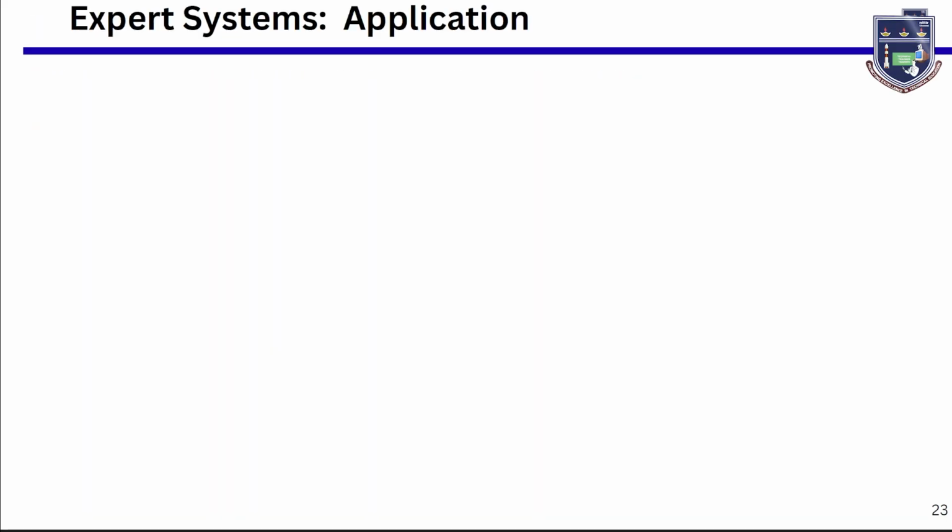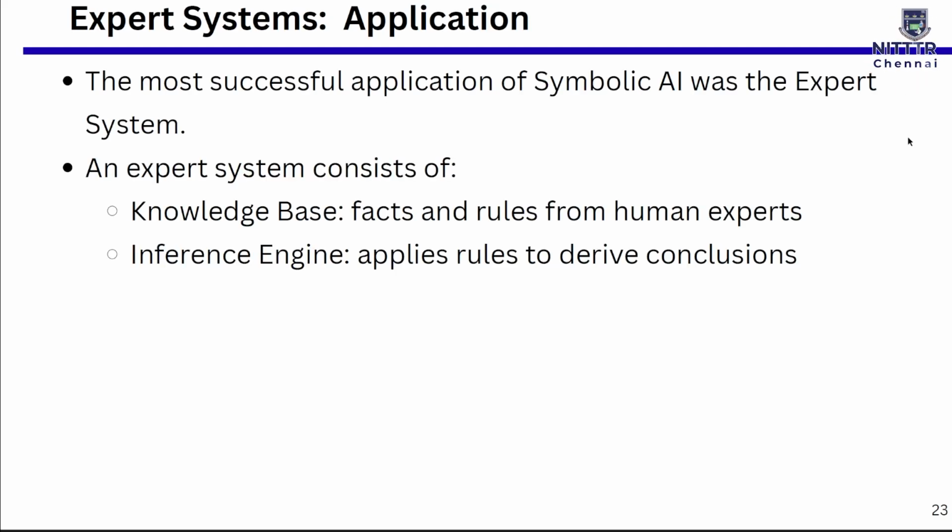Okay. So the main application of this kind of rule-based systems is expert systems. The most successful application of symbolic AI was the expert system. The expert system consists of a knowledge base. Okay. The knowledge base holds the facts and rules from the human expert. Then the second one is the inference engine. This inference engine applies the rules to derive the conclusions.